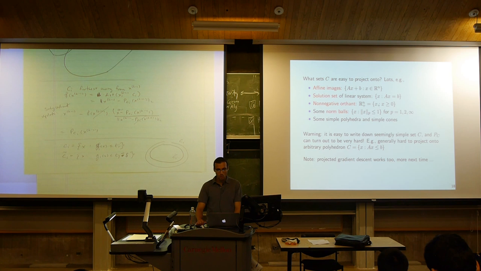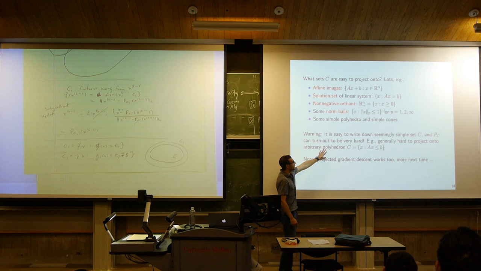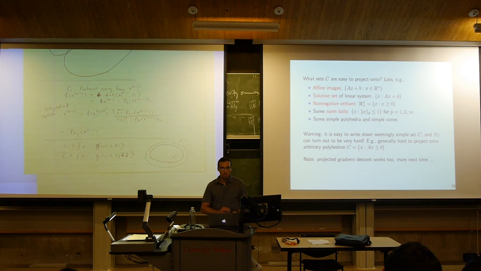And there are a bunch of simple polyhedra and simple cones that we can also write out projections for. But an important warning is that it's quite easy to write down a set C that looks simple, whose associated projection operator is very complicated. A good example is an arbitrary polyhedron. If you give me an arbitrary matrix A and vector b, projection onto this set is not easy. There's not a linear time algorithm for this.